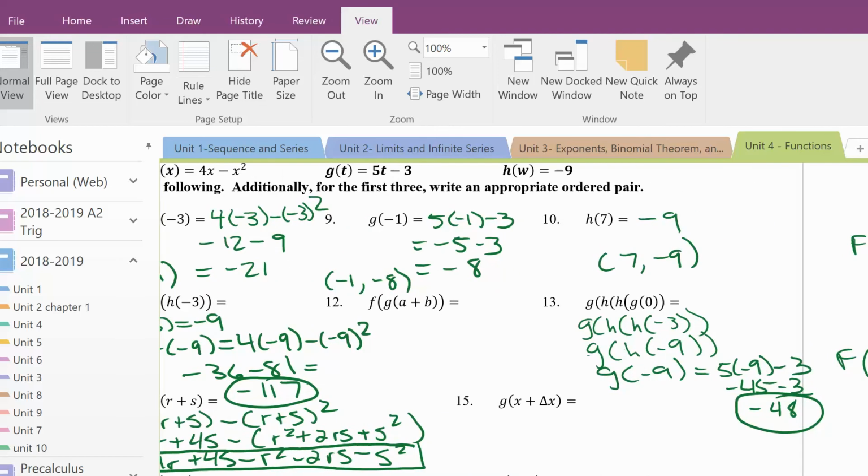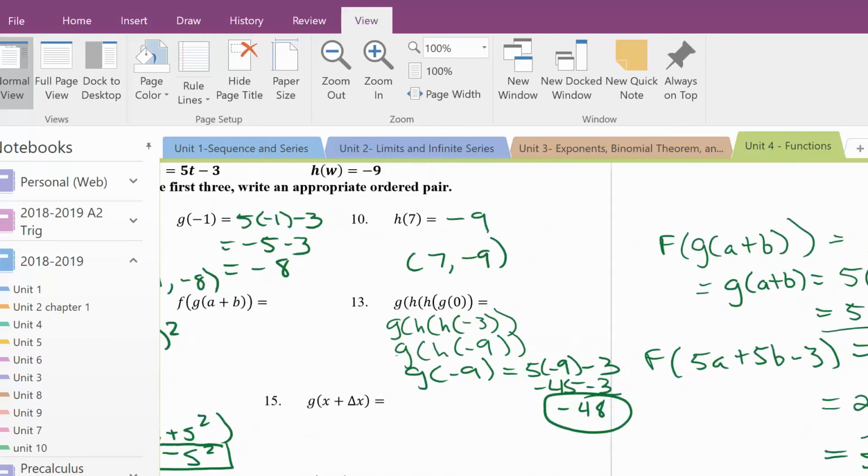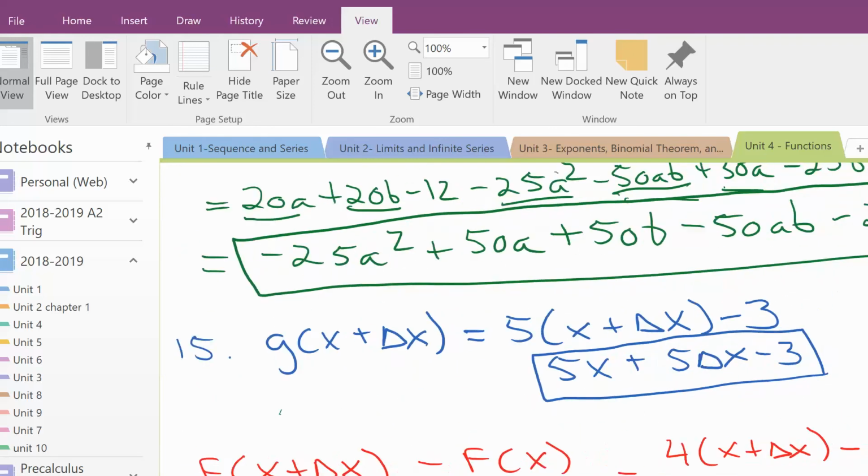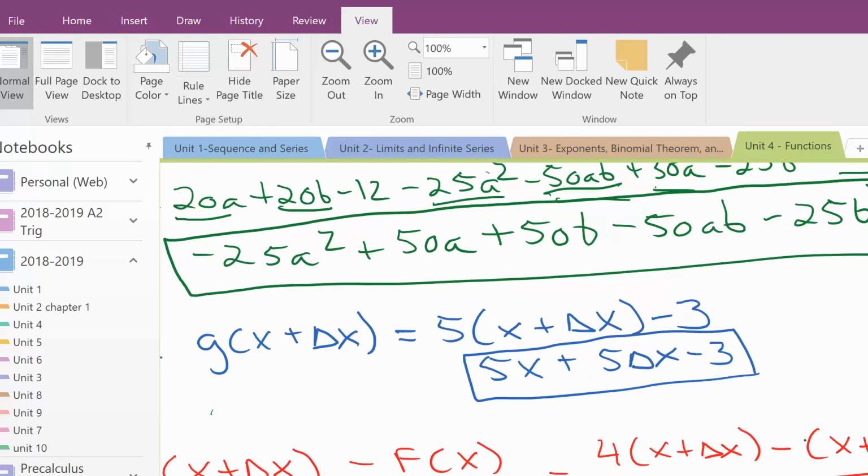Number 15. I also have written out on the side here because of spatial issues. So g of x plus delta x. So x plus delta x goes in for t. So you distribute the 5, and then you get 5x plus 5 delta x minus 3.